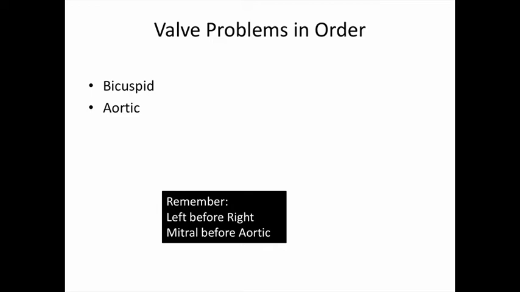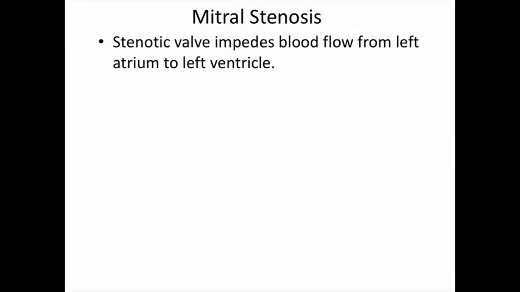So the most likely valve problem is going to be found in the bicuspid or the mitral valve, followed by the aortic valve, and then we go to the right, and it would be the tricuspid, followed by the pulmonic or the pulmonary. So left before right, mitral before aortic. Okay. I'm just going to talk a little bit about a few of these that are more common.